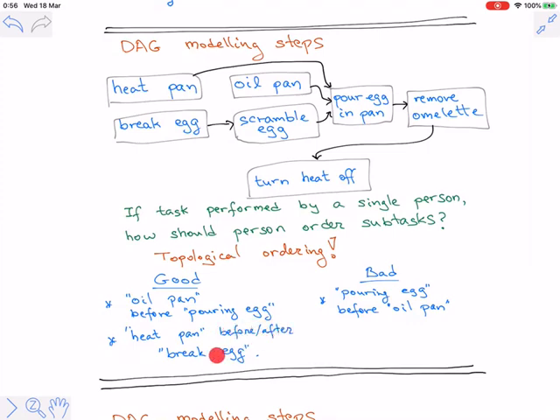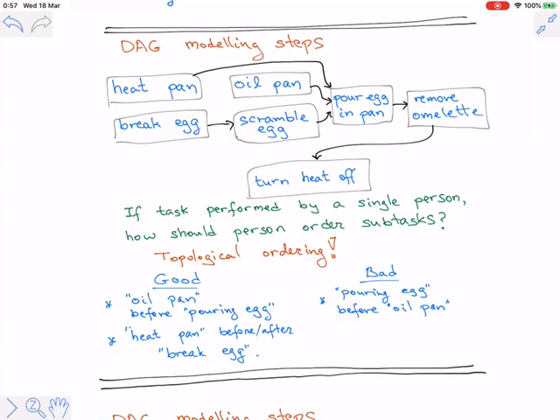It's also good if you heat the pan before or after you break the egg. Okay, so these two subtasks do not have any precedence between them. You can either first heat the pan and then break the egg, or you break the egg first and then you heat the pan. Notice when I'm breaking the egg, I'm not breaking it into the pan. I'm breaking it into a dish on the side. I'm scrambling it, and then I pour it into the pan. Okay, this is important. Now, a bad thing to do would be pouring the egg into the pan before oiling the pan, right? So you first have to oil the pan, and then you have to pour the egg in the pan.